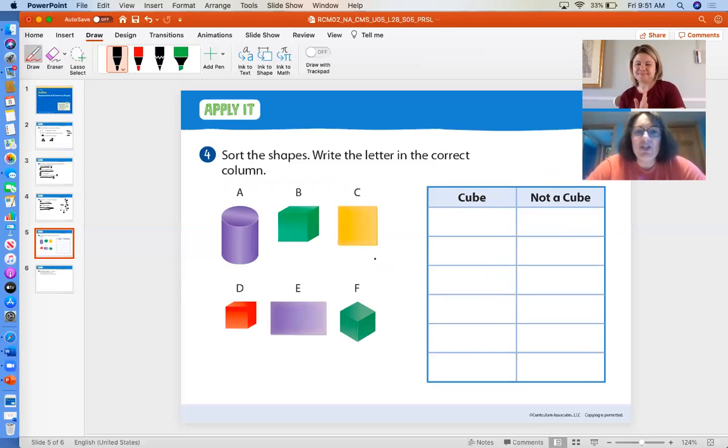All right, sort the shapes, write the letter in the correct column. So if it's a cube, remember it has square faces, all right? It'll be a cube. If otherwise, we're gonna say not a cube. So that's all we're gonna do.